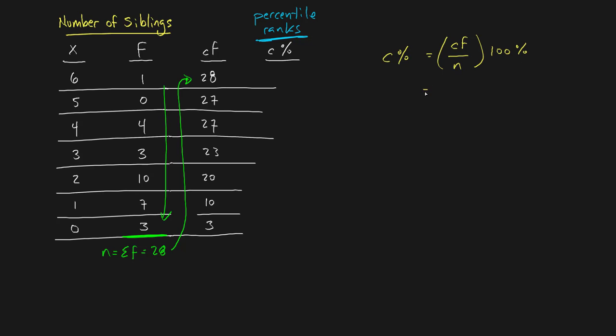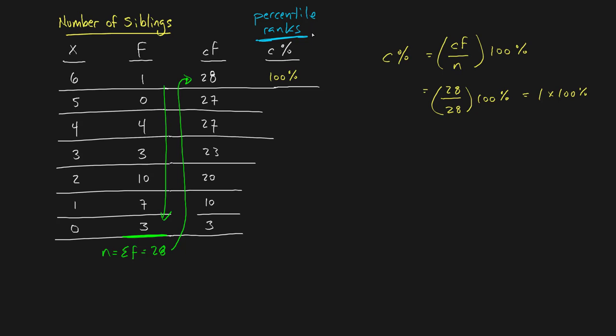So let's take a really simple example. Let's start off at the top here with 28. If I take my cumulative frequency of 28 and I divide by n, which is also 28, multiply that by 100, that's going to give me 1 times 100%, which gives me 100%. Now, that makes sense. You should always end up getting 100% as your top cumulative percentage or your top percentile rank, because what we've done is we've looked at the highest category.